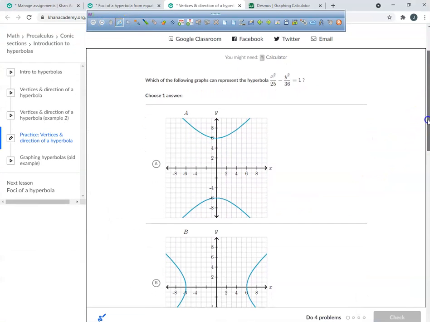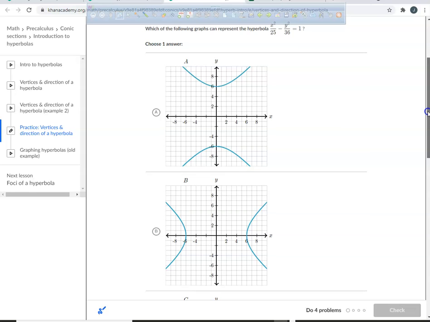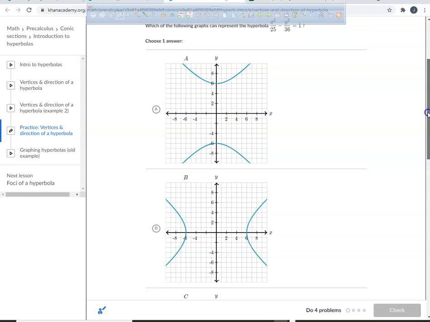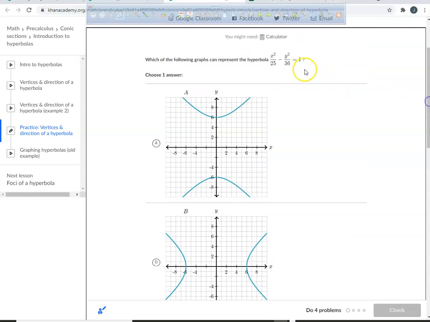Right now, I'm not worried about things being bigger. I'm worried about what goes up front. This is going to be 5 left and right, 6 up and down. Order matters when you're dealing with subtraction. So it has to go left and right because we're leading with x squared, not leading with y squared.